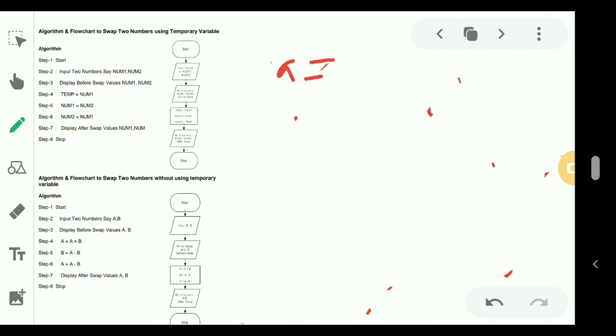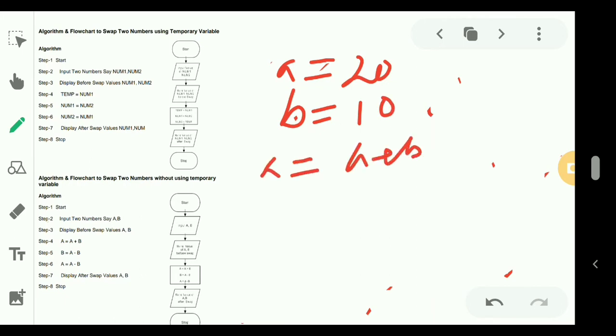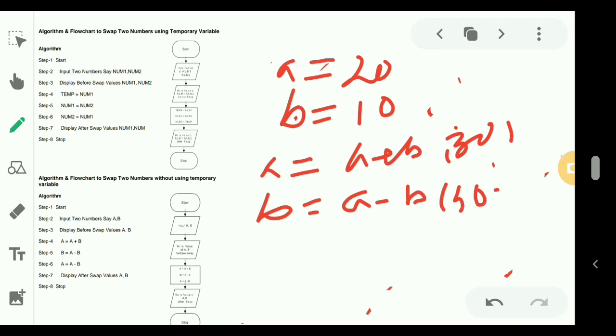Suppose A is having 20 value and B is having 10 value. Now in A I am storing A plus B value. It means 30 value, 20 plus 10, that is 30. In B I am storing A minus B value. After addition, A is having 30 value. So 30 minus 10, that is 20. So B is now holding the value 20.